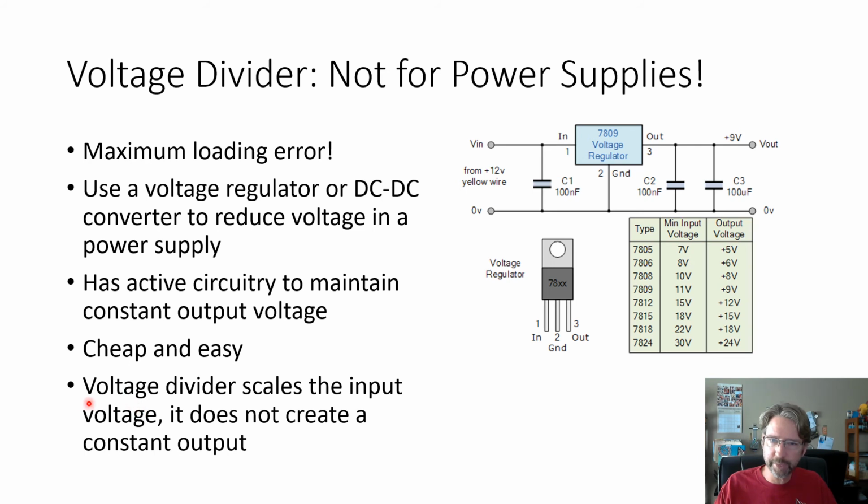So a voltage divider scales the input. It doesn't create a constant output, which is what you want for a power supply. We want to scale the input for things like sensors, though. So use the voltage divider for a sensor. Use a voltage regulator if you need a constant reduced voltage.